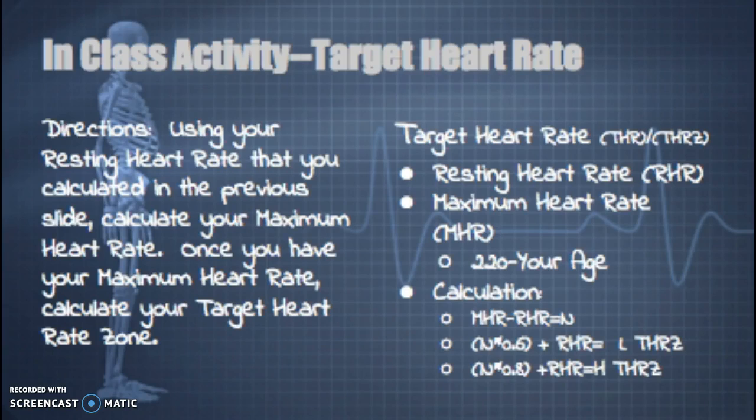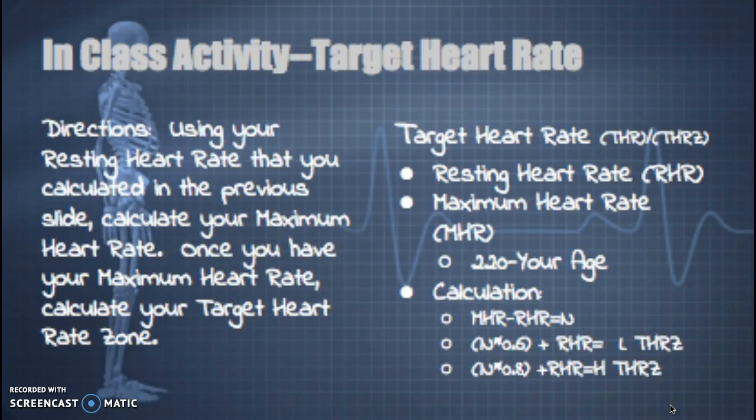Once you have your resting heart rate, now you can calculate your target heart rate zone. Those of you guys who had me last year, we did this in PE class, okay? So the first thing you need to find is your maximum heart rate right here. That's 220 minus your age. So for most of you guys, it's going to be 220 minus 15, which would be 205. From that, we're going to come down to this calculation right here, and we're going to find our target heart rate zone. So this is going to be 2 numerical values.